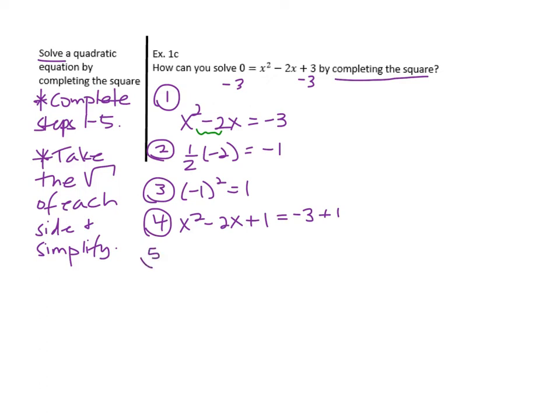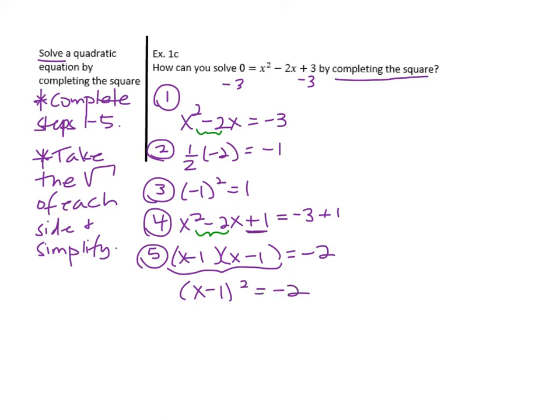Step 5, factor. With a equaling 1, we need 2 numbers that multiply to get positive 1, but add to get negative 2. Well, the only way you can get 1 is 1 times itself. But if we want to add to get negative 2, we'll do negative 1 and negative 1. On the right, negative 3 plus 1 is negative 2. Write the left-hand side as a perfect square. X minus 1 squared equals negative 2. There are steps 1 through 5.